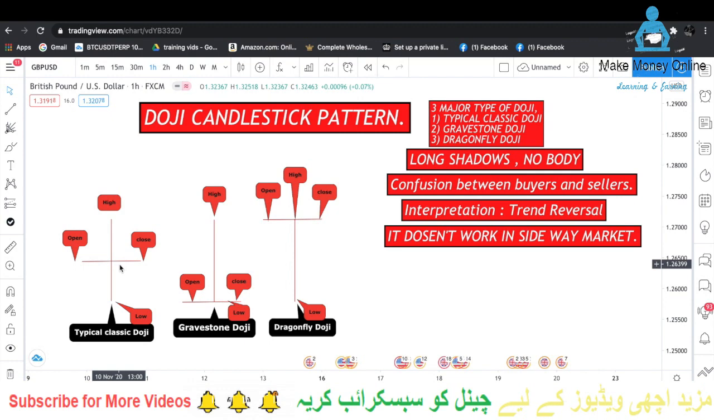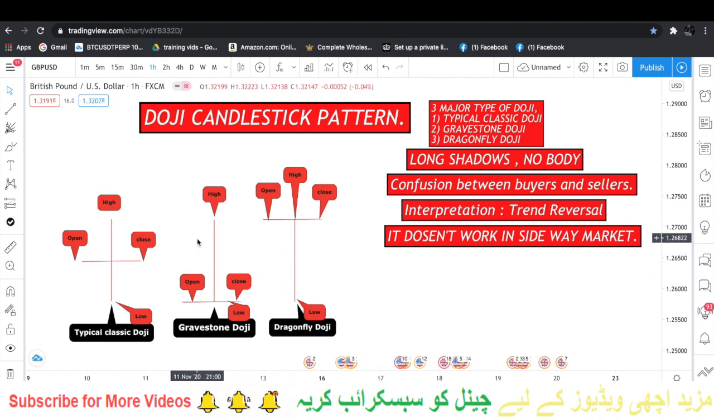This is the typical classic doji candlestick, also known as the long-legged doji. This is the doji which you will find mainly on the charts. You can see it has long shadows but no body at all. Here is the opening price and here is the closing price. This is the high and the low. The opening price is very close to the closing price, so it is basically sticks with no body. The buyers tried hard to drag the price up and the sellers tried hard to drag the price down, and the candle closed very close to the opening. So it means that there is a state of confusion in the market.